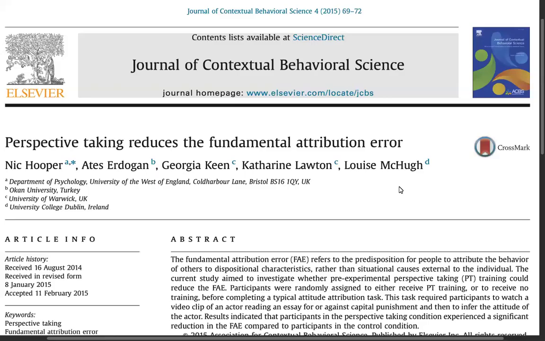All right, so I didn't get through Seed Article 1 for both lectures, so I'm just going to overview this. And also, it's just a good reference if you want a reminder of how to go through a journal article. So this is the perspective taking and fundamental attribution error article that you can read.